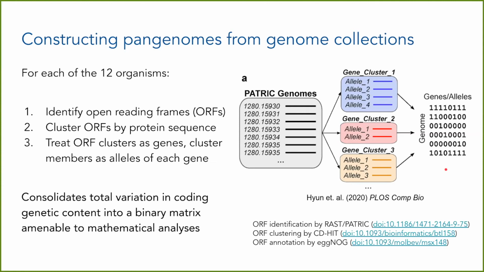Finally, we can represent the genetic variation of each genome as a binary vector based on the presence or absence of each gene and allele identified by this process. What this achieves is that it consolidates the total variation in the coding genetic content of a collection of genomes into a neat binary matrix that is amenable to mathematical analyses without having ever relied on a reference genome.